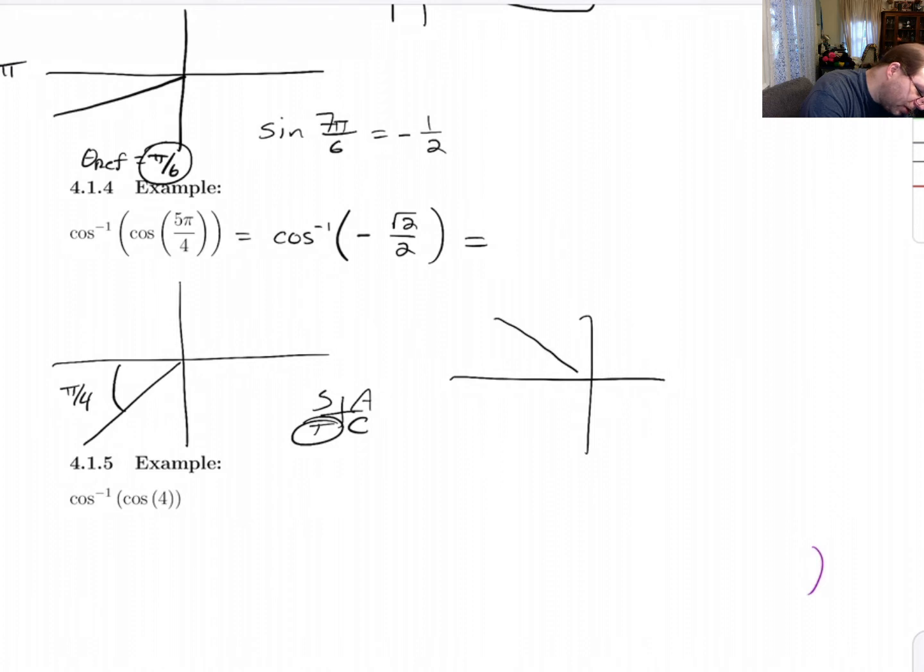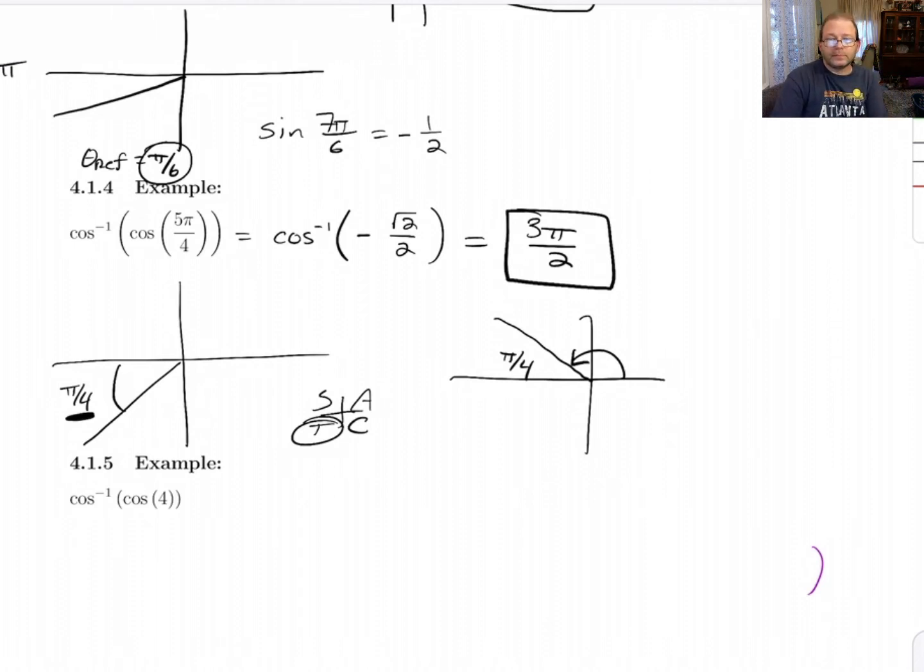Well, that's going to be in quadrant 2, because remember, if you take the inverse cosine of a negative value, it gives you an angle in quadrant 2. And it's going to have the same reference angle as this guy over here. So this angle here is 3 pi over 2. And that's my answer.